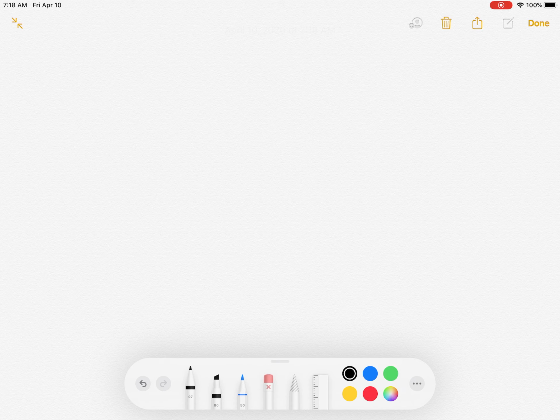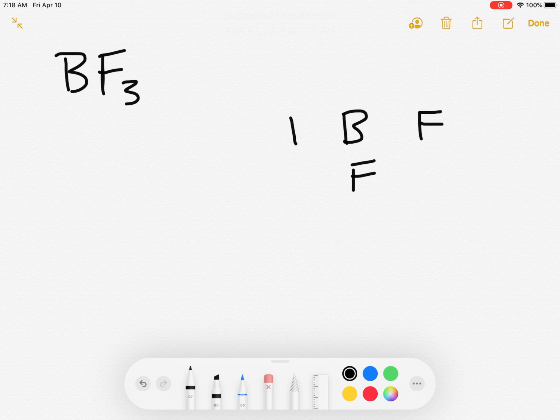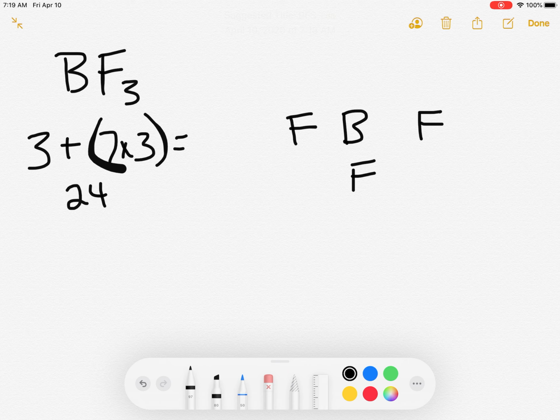Okay, the next one, BF3. So boron, I think, is the trickiest of all the less than octet exceptions, and I'll show you why. So boron's in the middle, fluorines are on the outside, and then we add up their valence. Boron has 3, and fluorine has 7, and there's 3 of them. So we get a total of 24 valence electrons. So we're going to put in our single bonds, and then our lone pairs around the fluorines. Give all the fluorines an octet. So that's all 24 valence electrons right there.